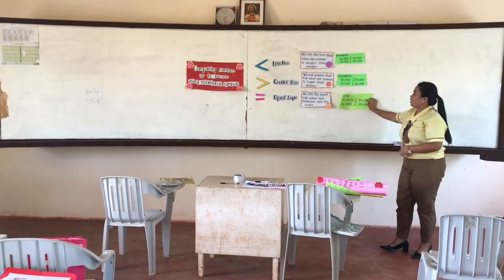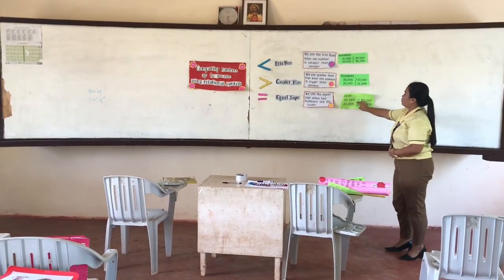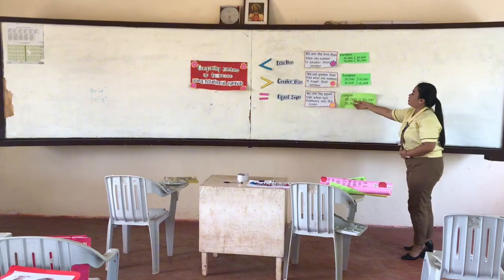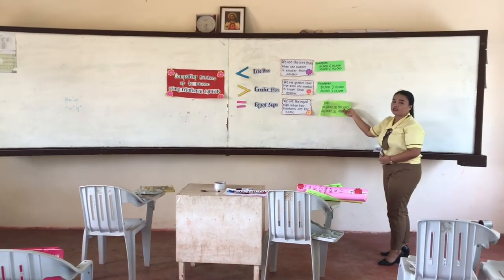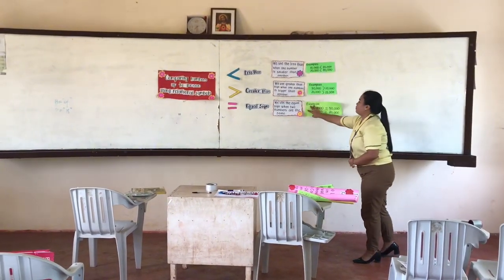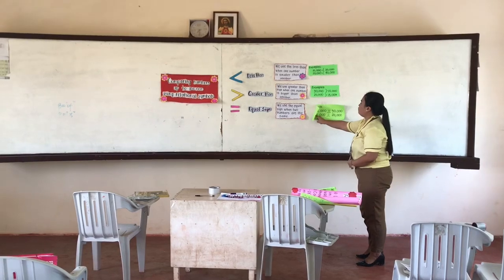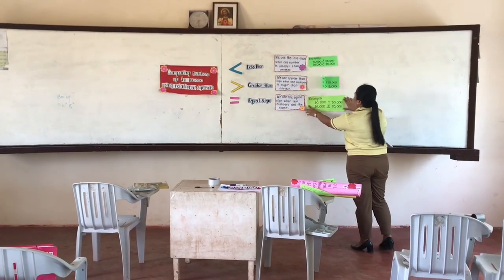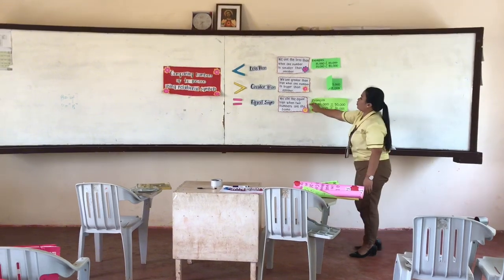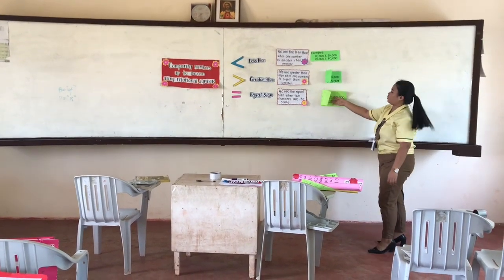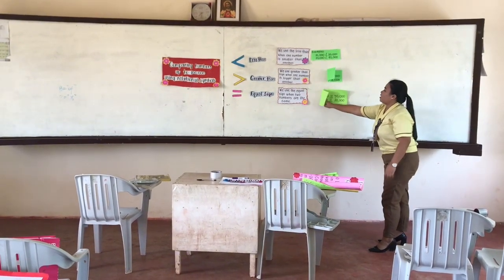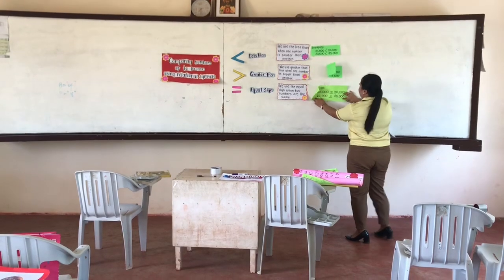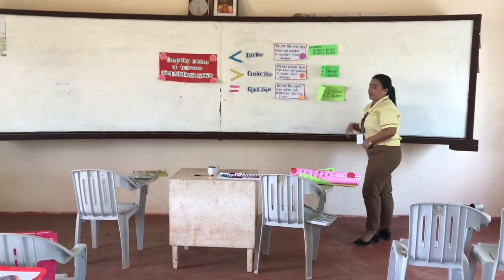So why is it we use the equal sign in comparing these two numbers? It's because 30,000 and 30,000 are just the same. In the next example, we have 20,000 is equal to 20,000. So why is it we use the equal sign? It's because 20,000 and 20,000 are just the same.